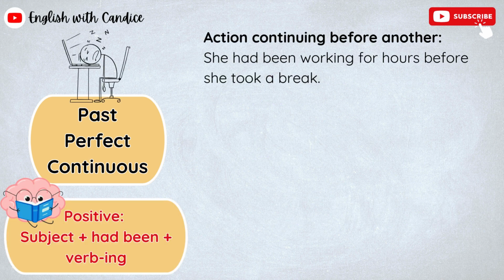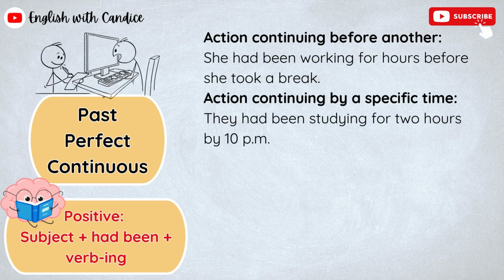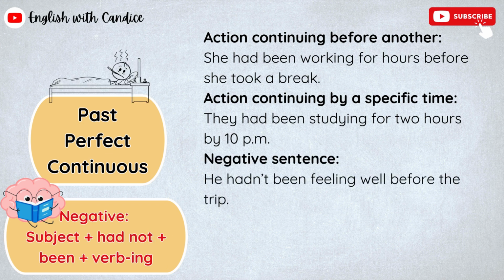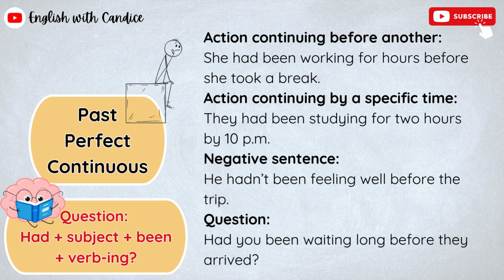Here are some examples. She had been working for hours before she took a break. This shows the duration of an action before another action. They had been studying for 2 hours by 10 p.m., emphasizing the time spent on studying. For a negative example, he hadn't been feeling well before the trip. And for a question, had you been waiting long before they arrived? This tense is used when you want to talk about how long something had been happening before another event in the past.